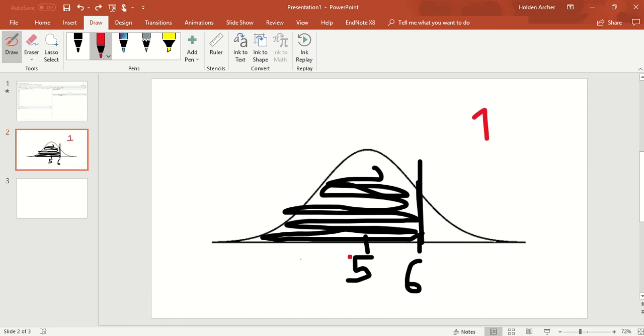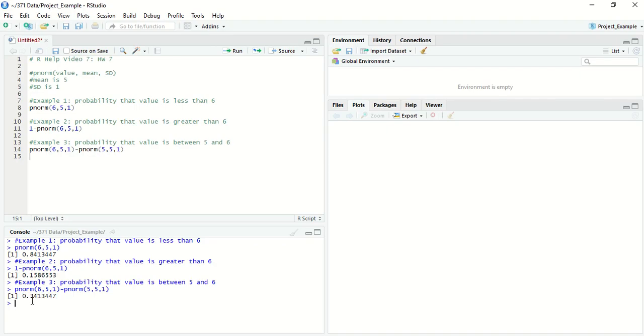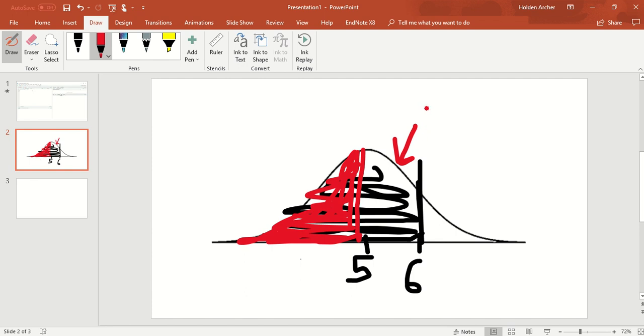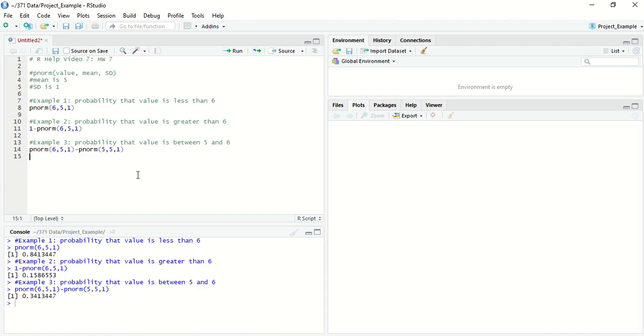Let's illustrate this. Here's the probability that it's less than 6. It's shown in black on the graph. Let's draw in red the probability that it's less than 5. Now that we've subtracted the probability that it's less than 5, in black we're only left with this probability, which corresponds to the 0.34 we calculated. That is the probability that it's between the two.